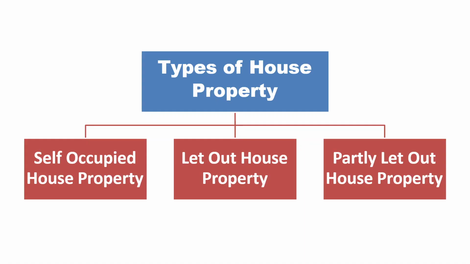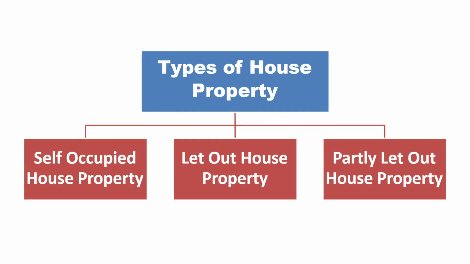The next one is what? Let out house property. The property which is rented by the assessee, which is given on rent by the assessee, that property is called a let out house property. Okay. And the last one, partly let out house property.